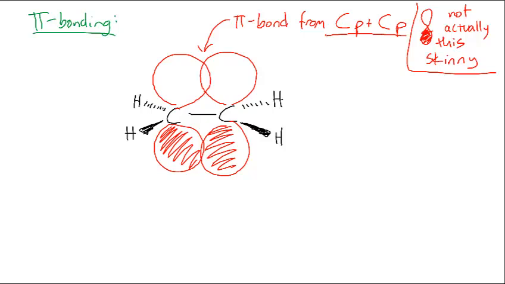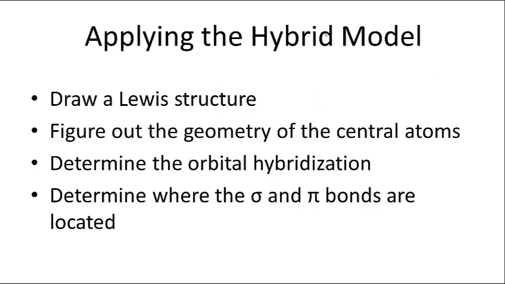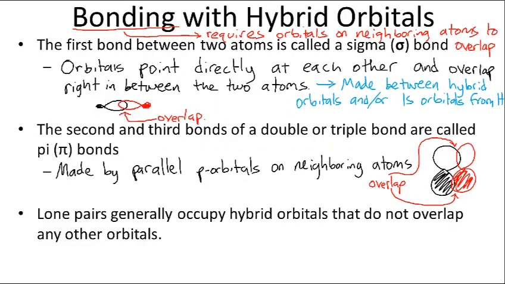So I said you don't need to be able to draw these necessarily. I do ask you to do a little bit of drawing on the problem set, but the skill that you do need to have is to be able to look at a molecule and identify where there are sigma and pi bonds. So really, you need to know how to assign hybridization, and then you need to be able to count sigma and pi bonds in a molecule.